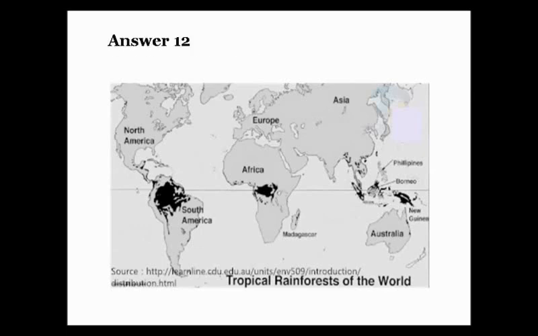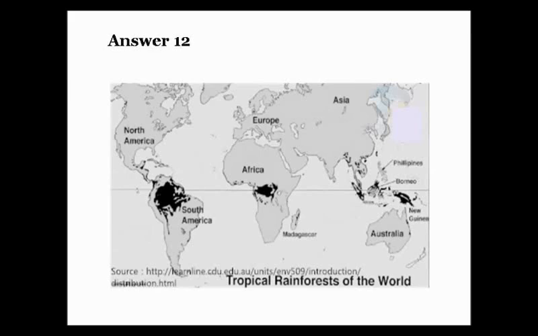The graph gives information about the tropical rainforest of the world. According to the graph, we can see that the north part of South America has the largest area of the tropical rainforest. And the central part of Africa also has an area of the tropical rainforest, but the area is relatively small.